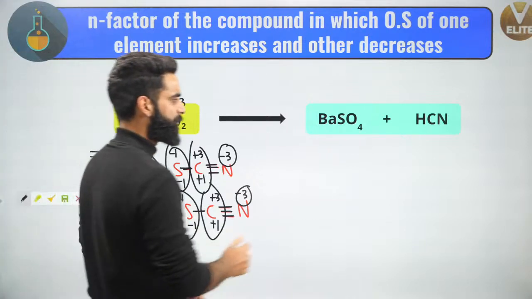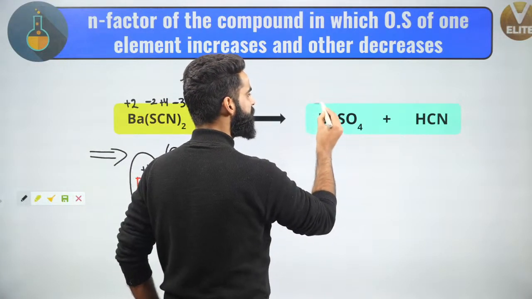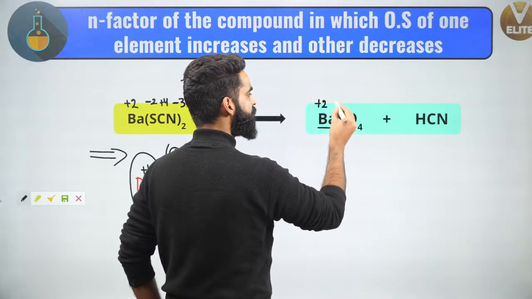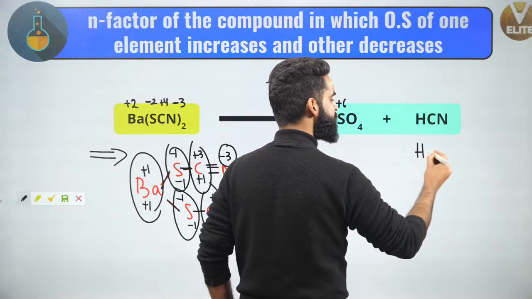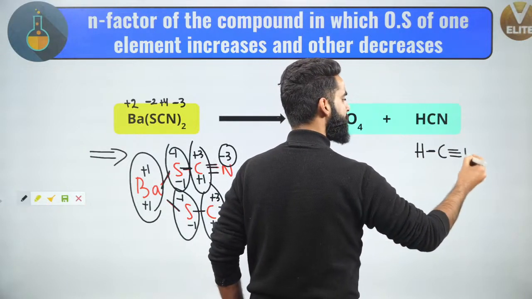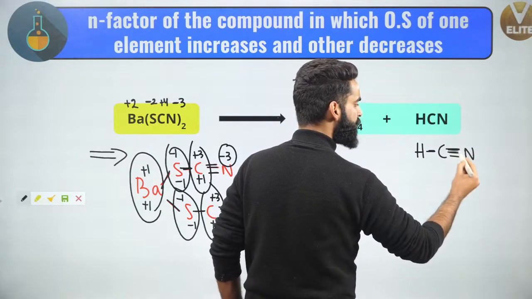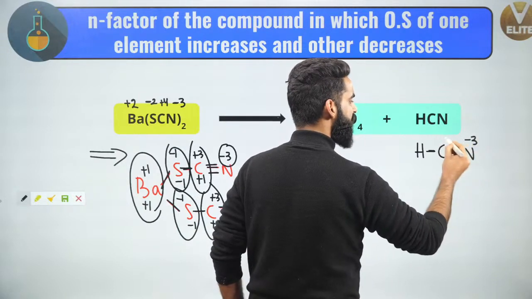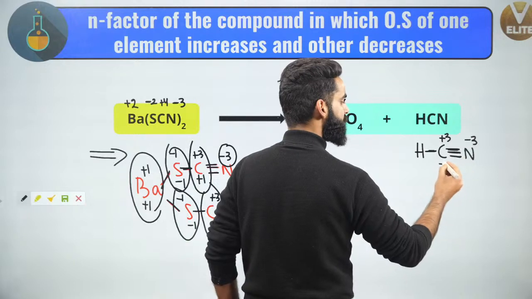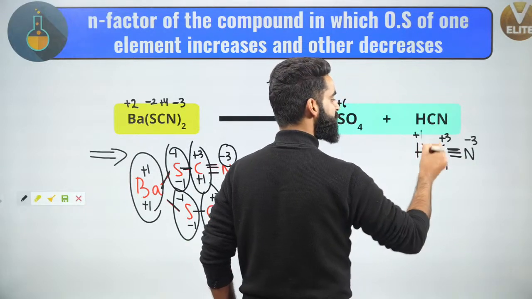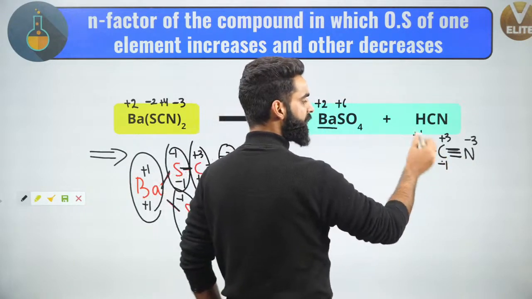Now people, at the same time, what about the oxidation state of this Ba right here? It is +2. What about the oxidation state of this sulfur right here? It is +6. Okay, what about the structure of HCN? Isn't it going to be H-C triple bond N? Yes, people, due to this triple bond, nitrogen will have -3 charge, carbon will have +3 charge. Due to this single bond, carbon will have -1 charge, hydrogen will have +1 charge. Yes, because carbon is more electronegative than hydrogen.